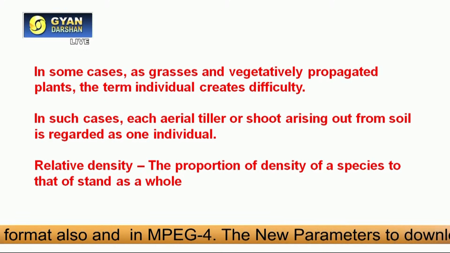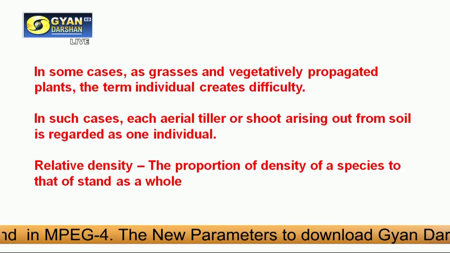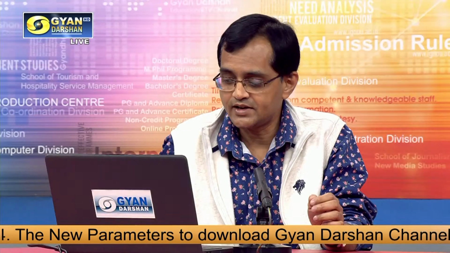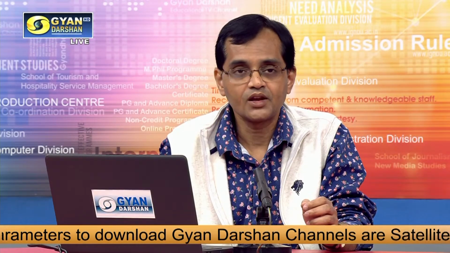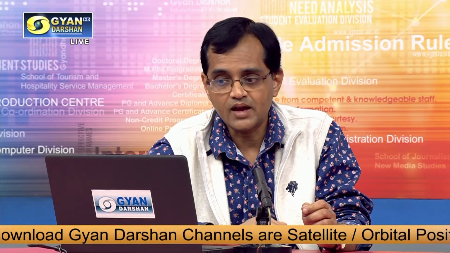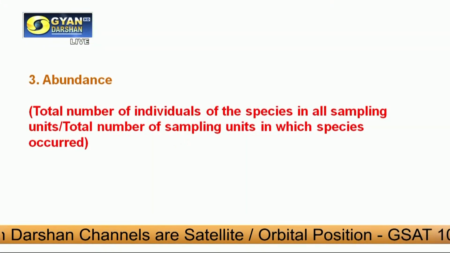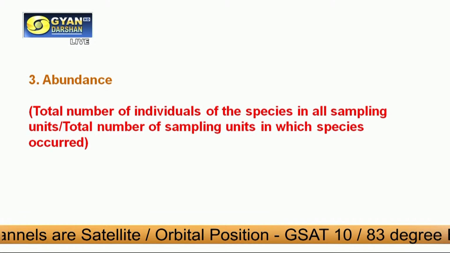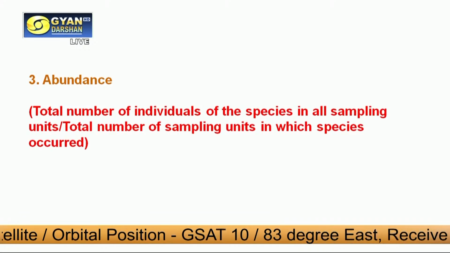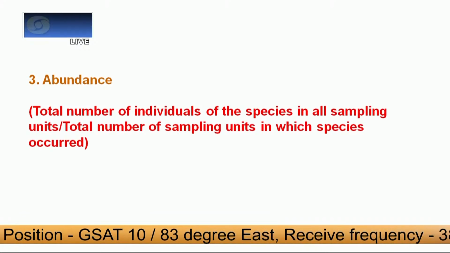Relative density is the proportion of density of a species to that of the stand as a whole. Next, what is abundance? Abundance means the total number of individuals of the species in all the sampling units divided by the total number of sampling units in which the species occurred.